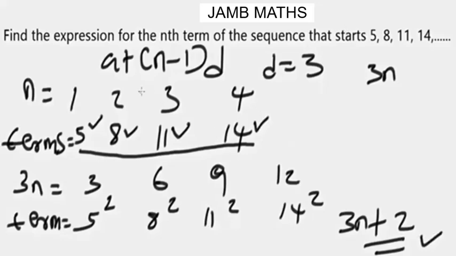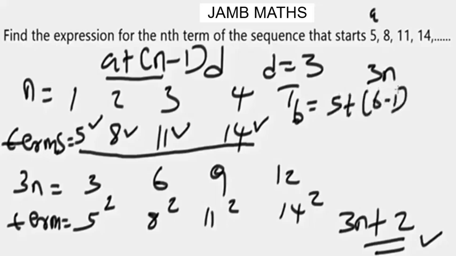Now, using this formula, if you're asked to find, let's say, the 6th term, the 6th term will be, in this example, our first term, A. A stands for the first term, so this is the first term in this question, 5. So C6 will be our first term, 5, plus, since we are looking for the 6th one, 6 minus 1 times our common difference, which is 3. When you simplify, 5 plus 6 minus 1 gives 5, and 5 times 3 gives us 15. So our C6 will be 5 plus 15, which gives us 20.